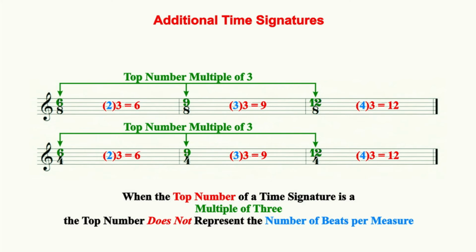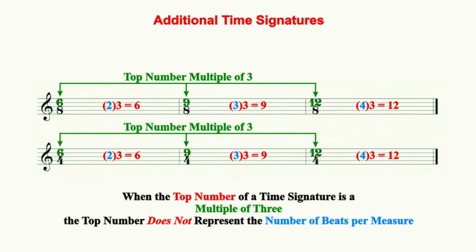Quite often, however, we encounter time signatures such as 6/8, 9/8, and 12/8, or 6/4, 9/4, and 12/4, where the top numbers are multiples of 3. From our previous discussions, you might assume that a time signature of 6/8 tells us that there are 6 beats per measure and that each beat is worth an eighth note.